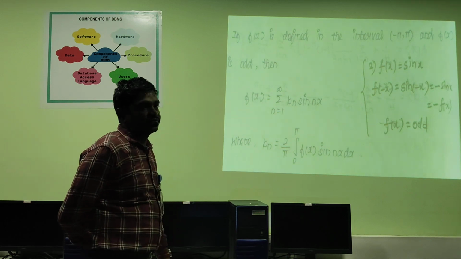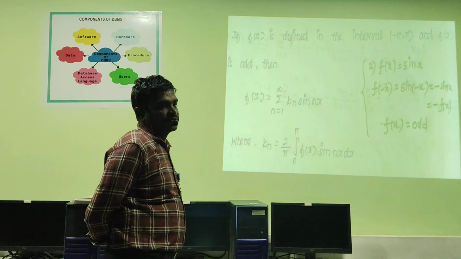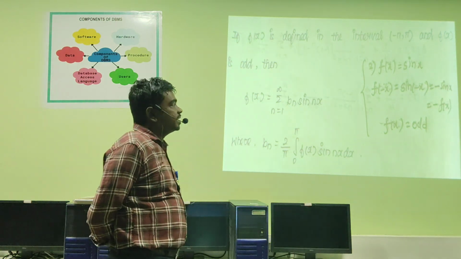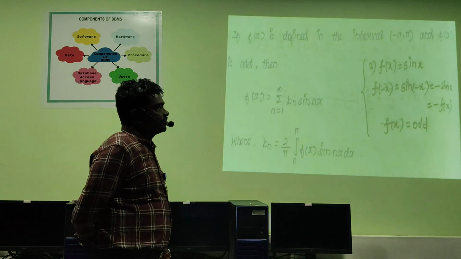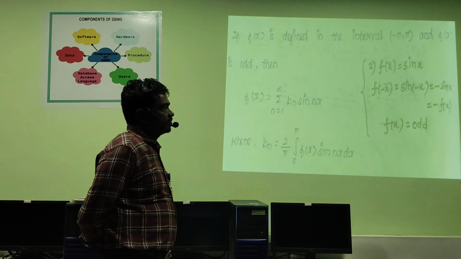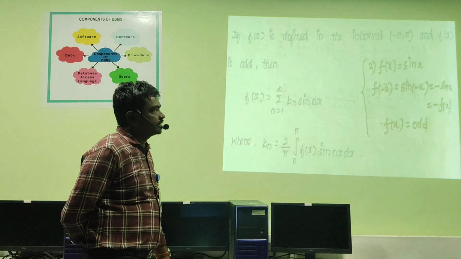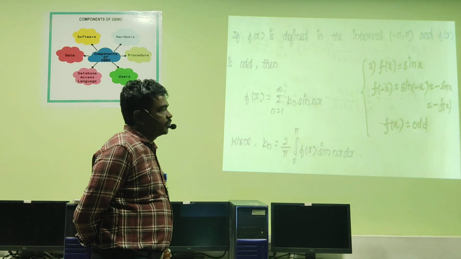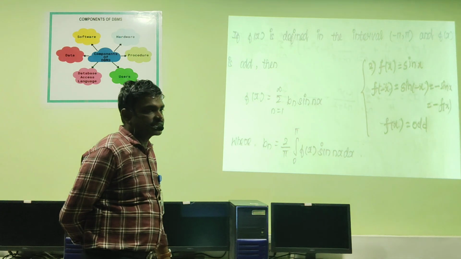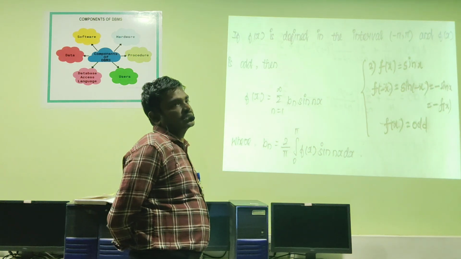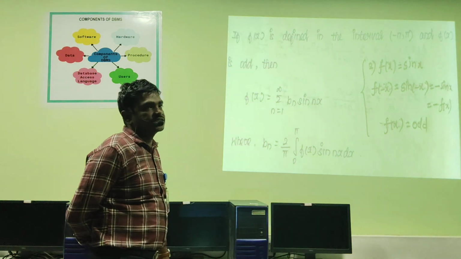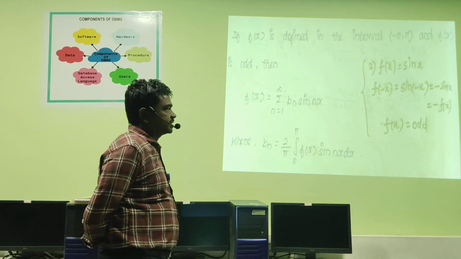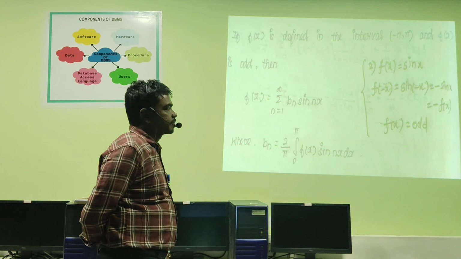Odd function means f of x is said to be odd if f of minus x equals minus f of x. Here, given as the example, f of x equals sin x. So f of minus x, replacing x by minus x in f of x equals sin x, therefore f of minus x equals sin of minus x, that is minus sin x.